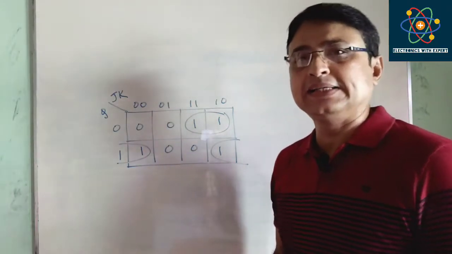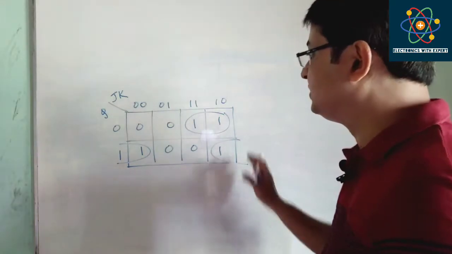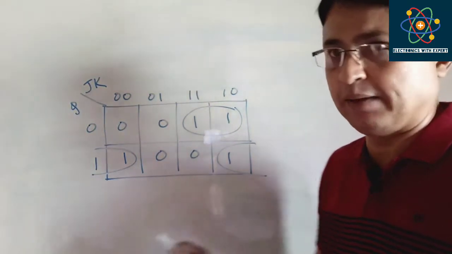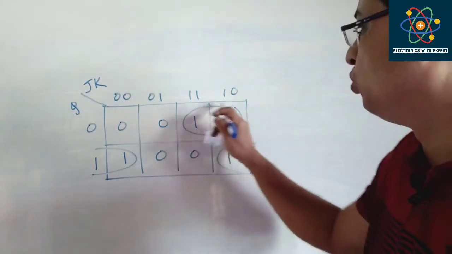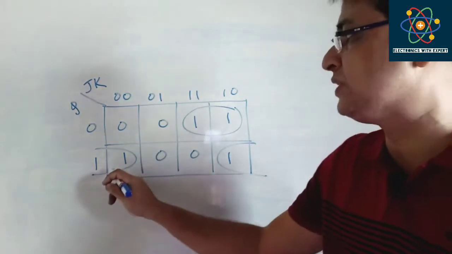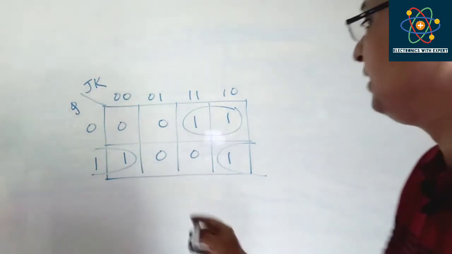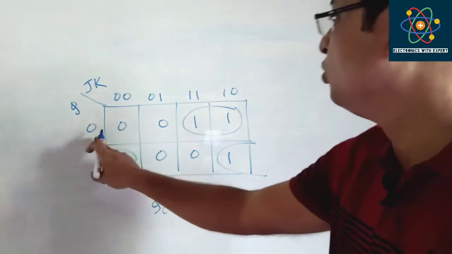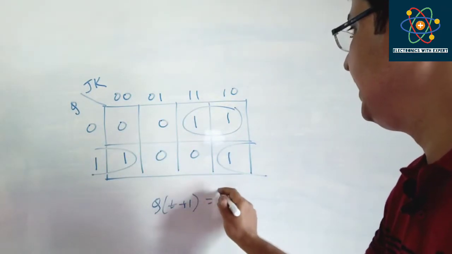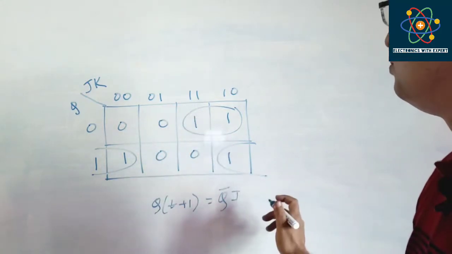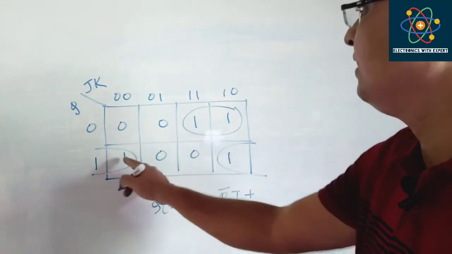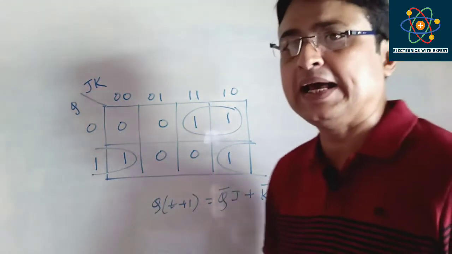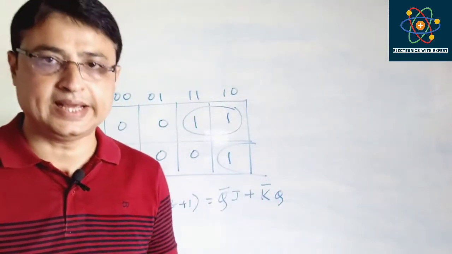To find the characteristic equation for a JK flip-flop, this is the Karnaugh map where I have plotted the ones and zeros from the characteristic table. This is a group of two ones, and this is a one which can be grouped with this one, and the equation can be written as Qt plus 1 equals Q bar J or K bar Q. So this is the characteristic equation for a JK flip-flop.